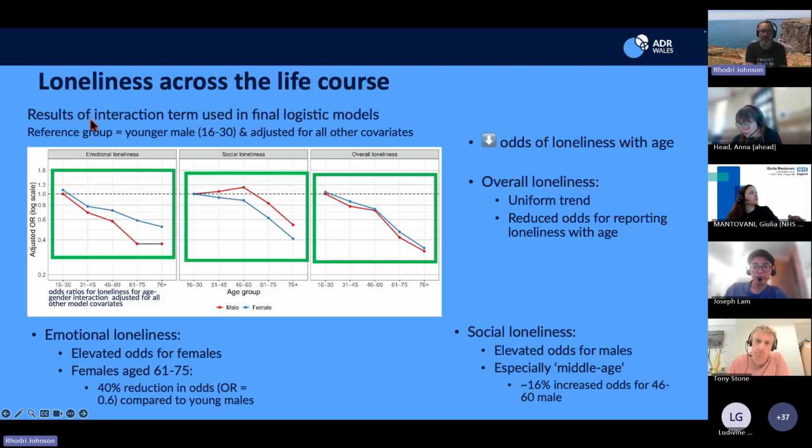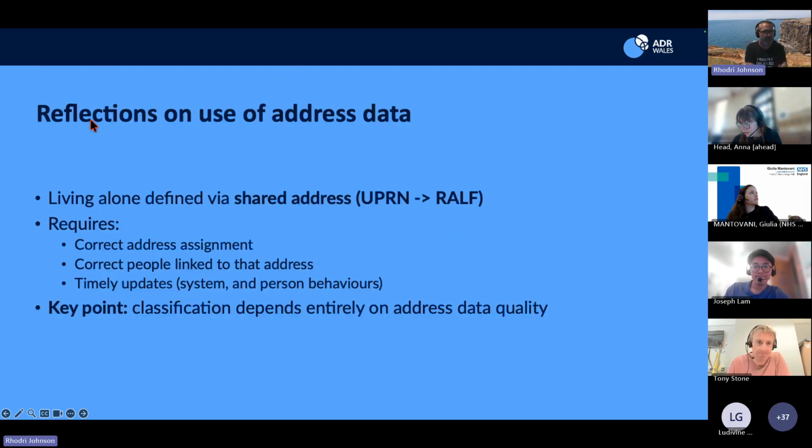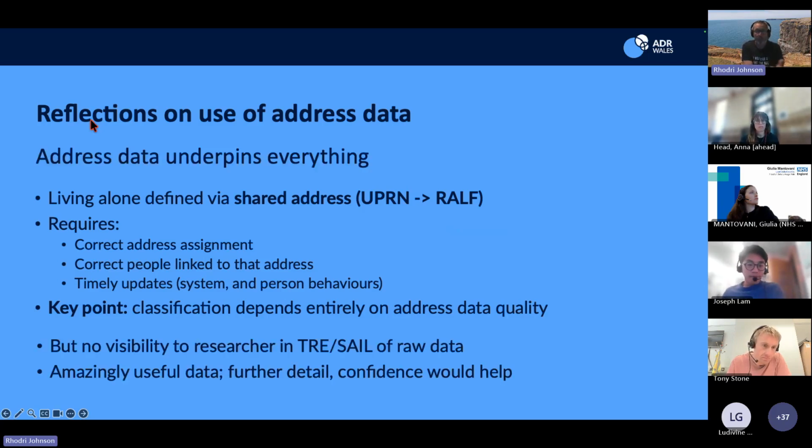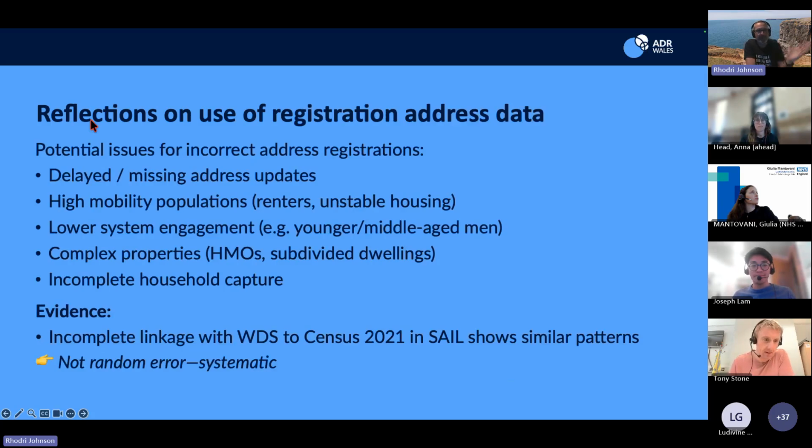So that, I think, is the end of the study slides. Just some very quick reflections on the use of address data. It's all underpinned by the address level data, the correctness and accuracy. But we have no current visibility downstream to be able to make any choices on which data we could include. But it's amazingly useful. Further detail, confidence would help.